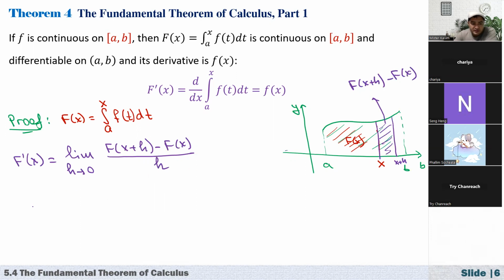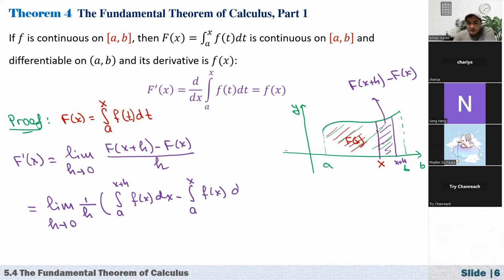So that means that now I can just rewrite this as the limit as h approaches 0 of 1 over h times, let me just write it without brackets, what is F of x plus h? By definition, that's just the integral from a to x plus h of f of x dx, minus, how about this F of x? That is the integral from a to x of f of x dx.